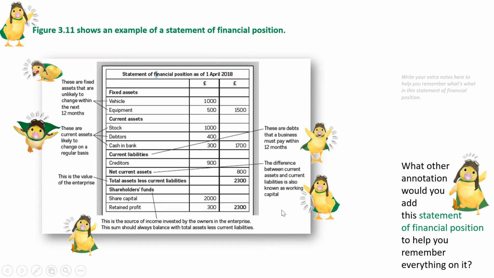Net current assets. Now remember, the formula is current assets minus current liabilities. The difference between current assets and current liabilities is also known as working capital. So on that particular line, you need to get to the answer 800.